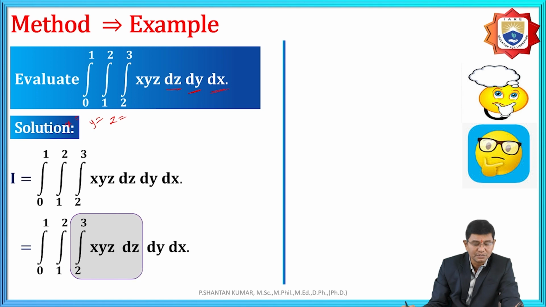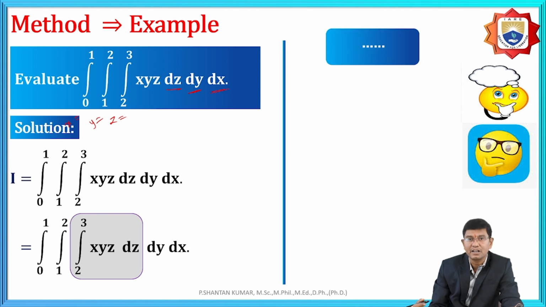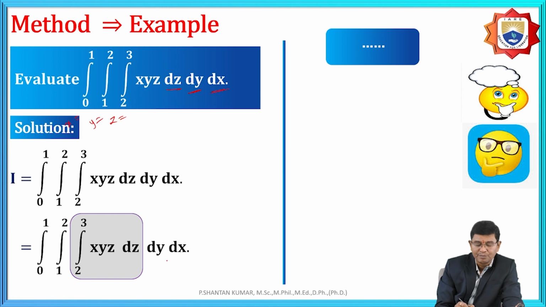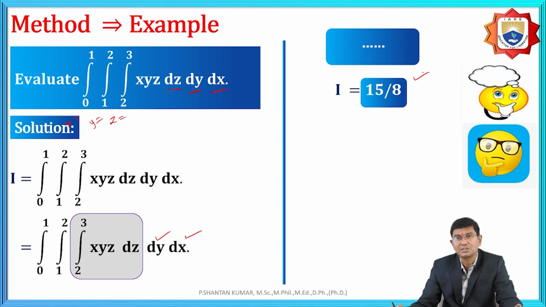And again here also, same as the previous example. First, according to the limits, we need to do the integration with respect to each variable. Here first is z, that is z square by 2. And similarly upper and lower limits, and finally one by one, z, and after that y, and similarly x. The final solution will be 15 by 8.